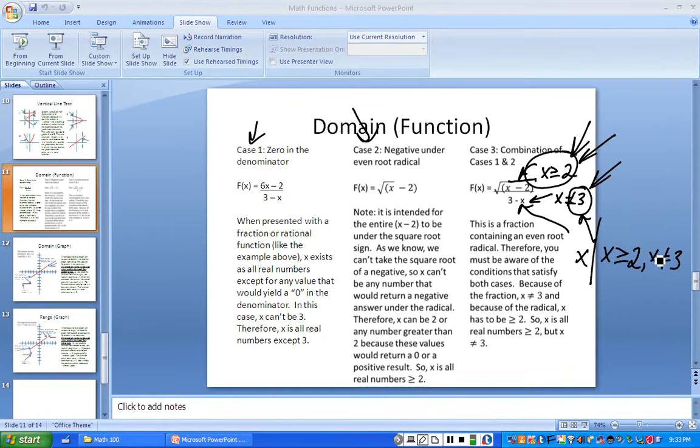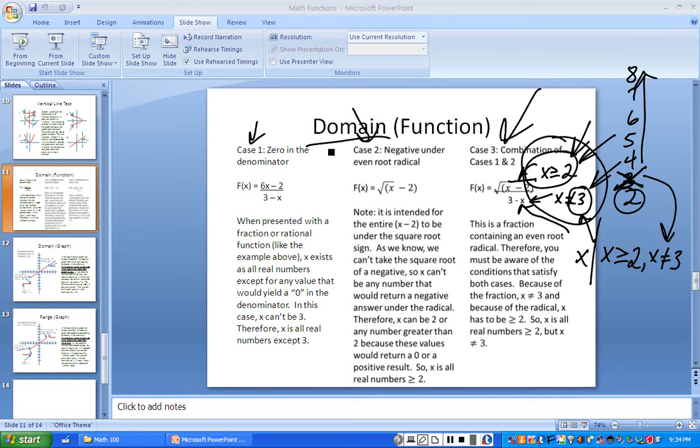Alright, so we bring them together. We say x is going to be 2, or it can be any number bigger than 2. So it can be 2, 4, 5, 6, 7, 8. It could be 2.1, 4.3, 5. It can be everything except 3. Can't be 3. It can be 2 or anything bigger than 2 except 3. Based on combining those two conditions, that's what we're talking about with finding the domain if we're presented actual functions.